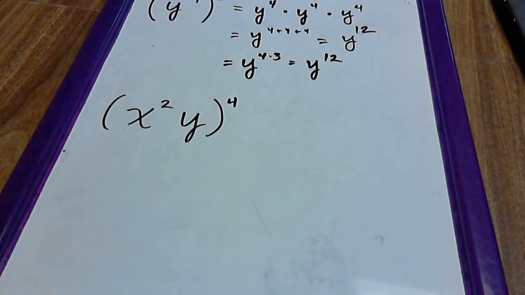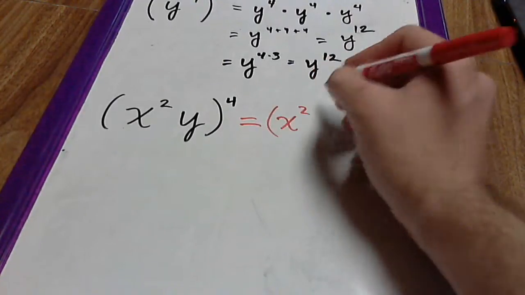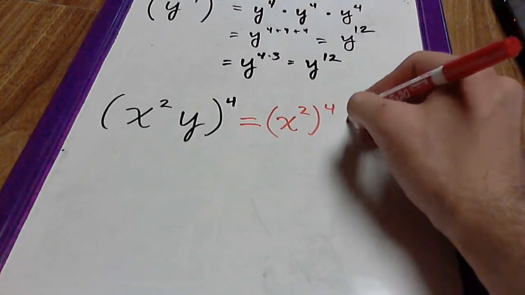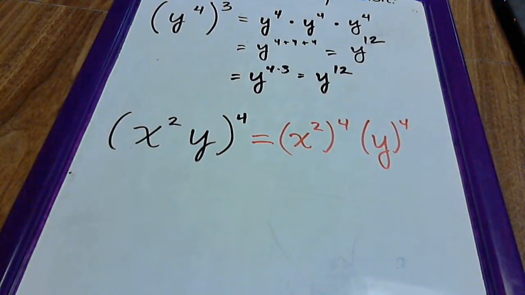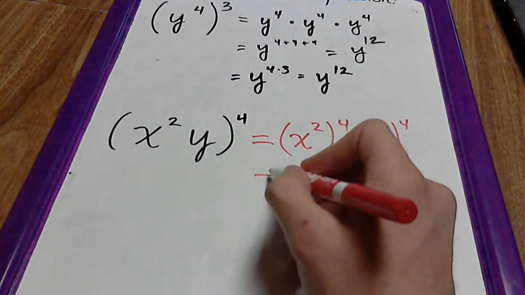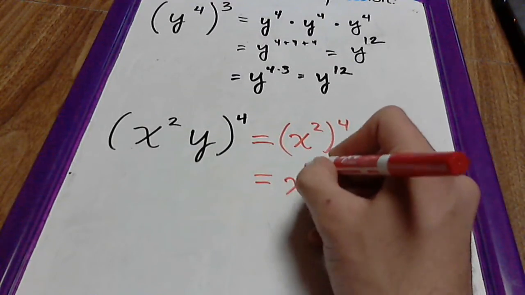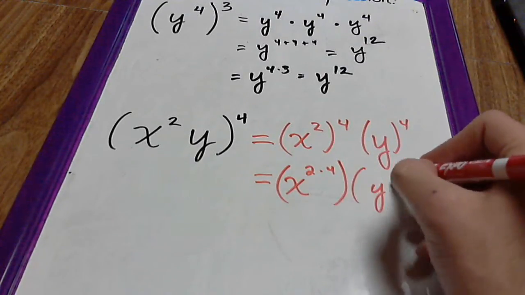X squared times y raised to the power of 4, all raised to the fourth. Okay, this is a good opportunity to talk about distribution. This is the same thing as saying x squared to the fourth times y to the fourth. Okay? As in the previous problem, whenever we have a power raised to another power, it is going to be multiplied. So x to the power of 2 times 4 times y to the fourth.